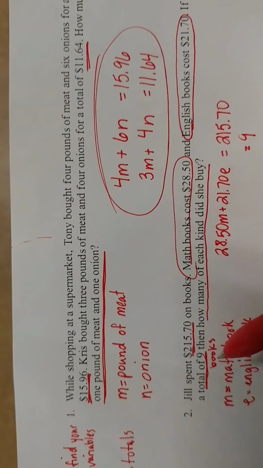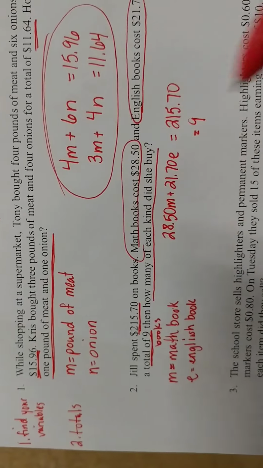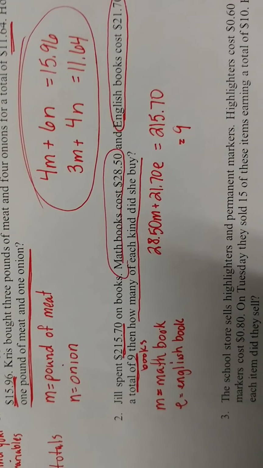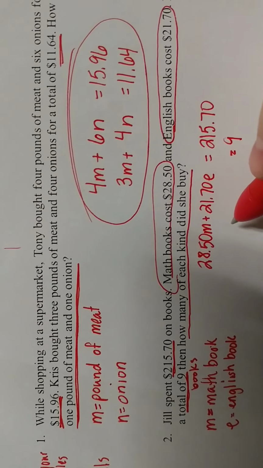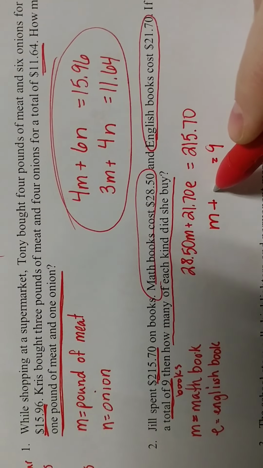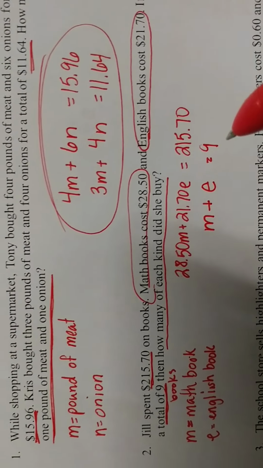Our other total is 9 for our 9 books. Now we don't know exactly how many of each kind she bought. She could have had 8 math books and 1 English book, or she could have had 9 English books and no math books. But we do know when we add however many math books she has plus however many English books she has, it will equal 9.